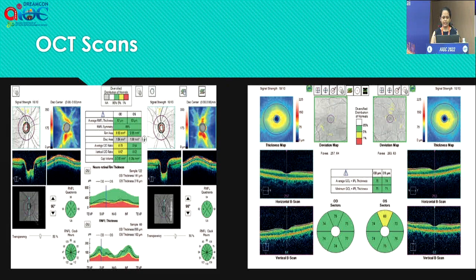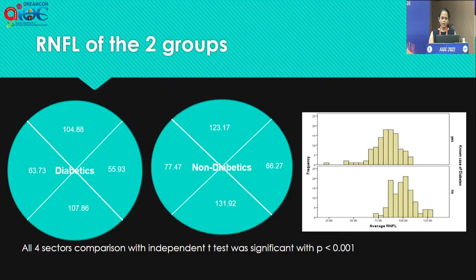These are the OCT scans showing the RNFL in the 4 sectors and GCC in the 6 sectors. So what we found was that the RNFL in the 2 groups, the diabetics and the non-diabetics, had a significant difference. This RNFL is parapapillary and it is not macular. In the parapapillary region also we saw that there was a significant difference, and the comparison was done by independent t-test, and the p-value was less than 0.001.